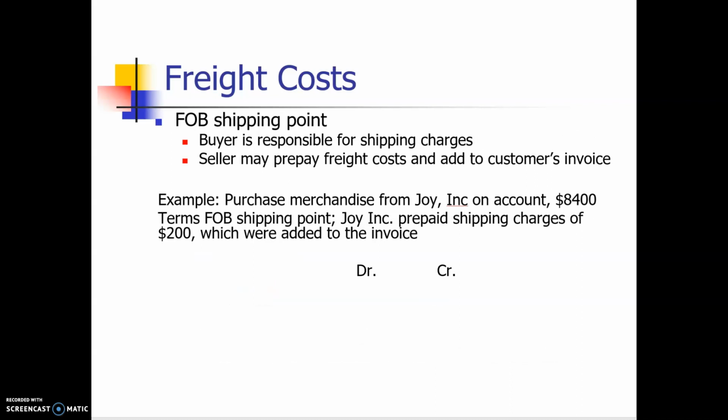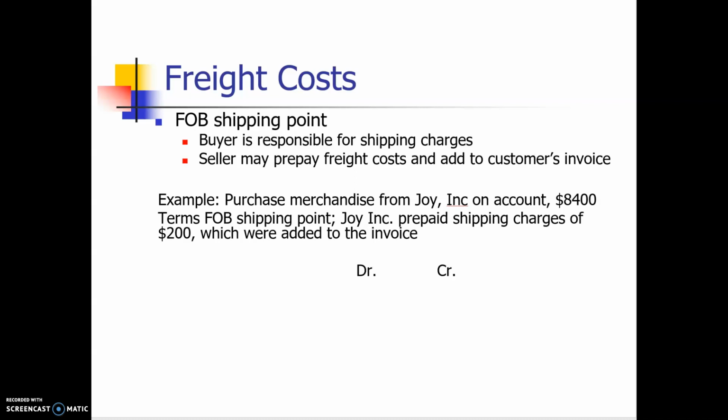Now, it could be FOB shipping point, meaning the buyer is responsible for paying the shipping charges. However, the transportation company is not going to take the goods unless they have the money up front. So the seller is going to prepay the freight costs and add it to the customer's invoice. And so you probably see this a lot when you're buying things online, that the shipping charges just get added to your purchase.